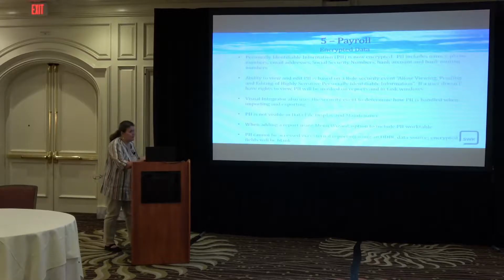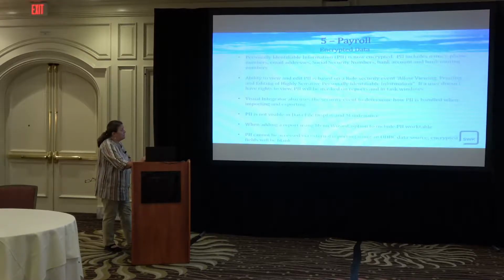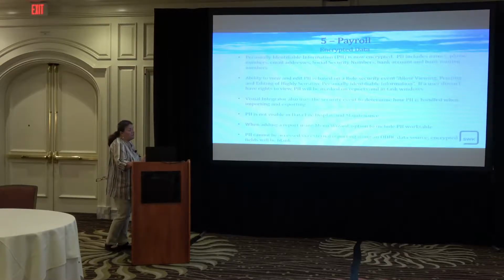The personally identifiable information is now encrypted. Names, phone numbers, email addresses, social security numbers, bank accounts, and routing numbers. The ability to view and edit this information is now controlled by role security. If a user doesn't have rights, all that information will be masked on reports and in task windows. Visual Integrator also uses this security to determine what can be imported and exported.